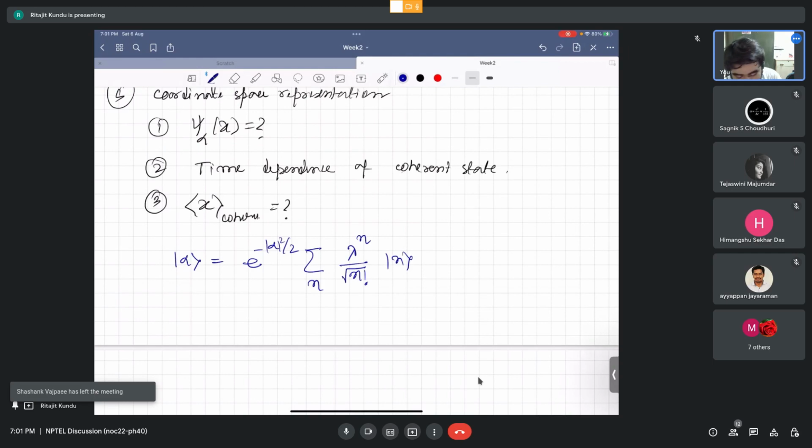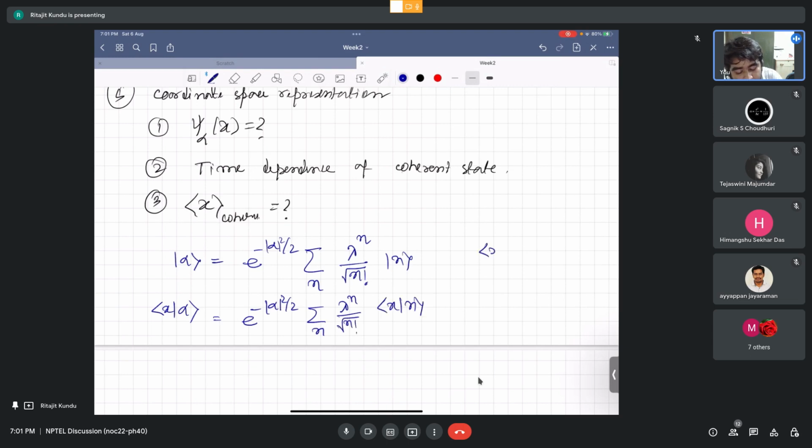Now we are asking what is the coordinate space representation of this state. What we want to do is take bra x, so we just project the state onto x, so that we know the representation in position, the coordinate space. Then it becomes nothing but this. So x goes through all of these numbers, and x directly acts on this ket n.